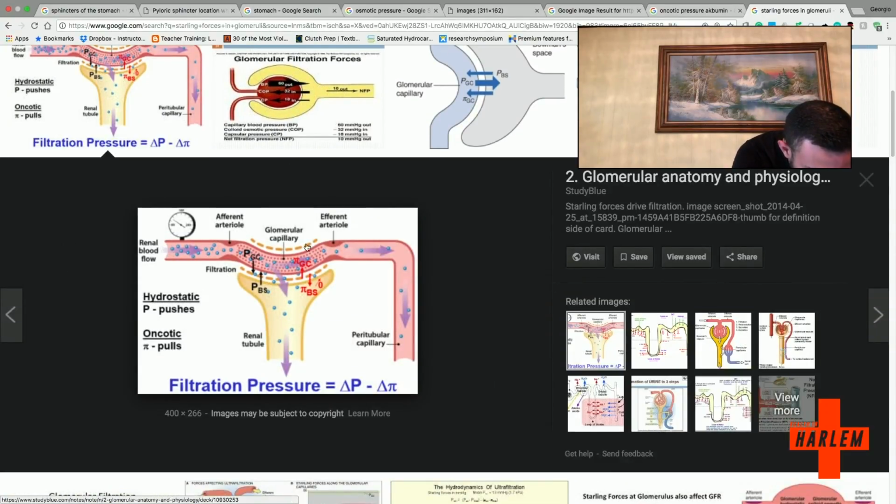But maybe this will help over here. So you have hydrostatic pushing and you have oncotic pulling. And you have both of them happening from both sides. But the oncotic pulling that's happening on this side is going to be negligible. So most times you won't even see it.